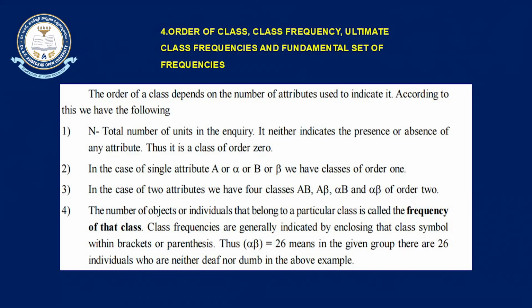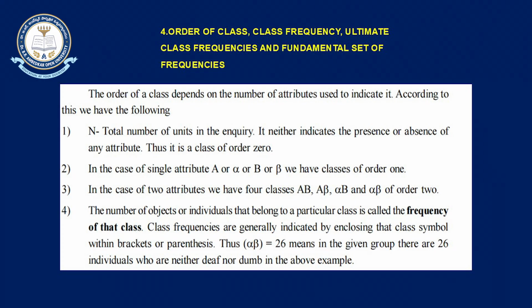Next: order of the class, class frequency, ultimate class frequency and fundamental set of frequencies. These are the concepts we will observe in this fourth concept. The order of the class depends on the number of attributes used to indicate it, and N is the total number of units in the inquiry. If there is neither presence nor absence of attributes, the class is of order 0. In the case of a single attribute A, alpha, B or beta, we have classification of order 1. Here we can go for 2 attributes, which have 4 classes: AB, A beta, alpha B, alpha beta.